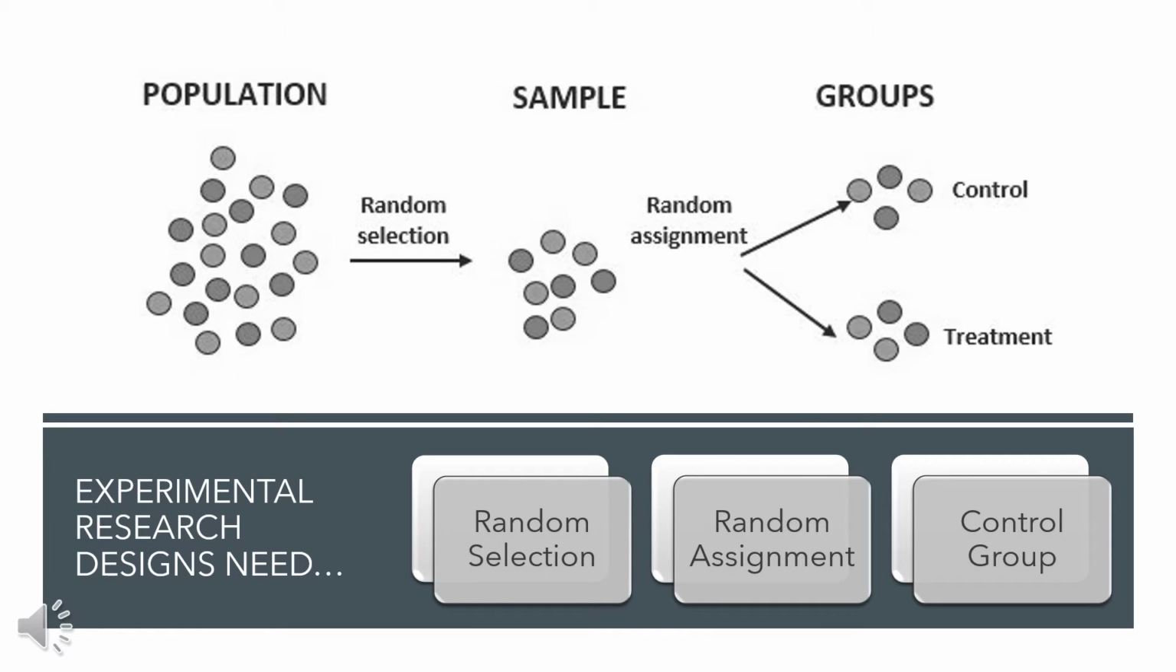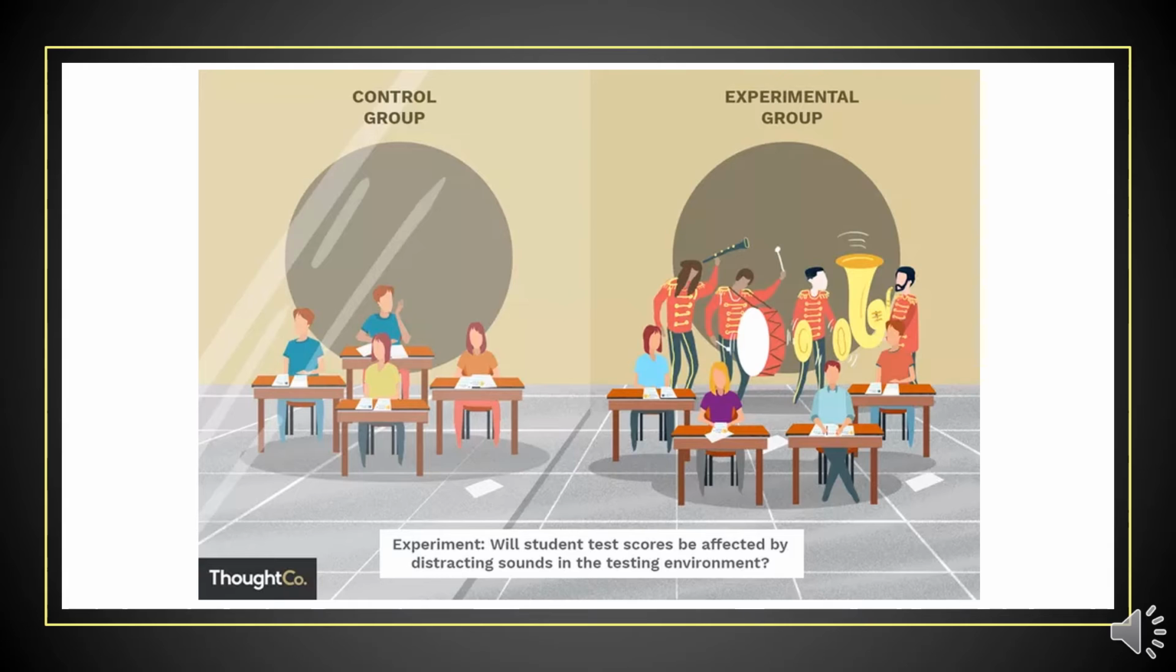For example, let's say we're interested in studying the effect of distracting sounds on student test scores. Our independent variable that we're going to manipulate in this example is exposure to distracting sounds. Our dependent variable that we're going to measure to see if there's a change due to the independent variable is test scores. The control group will not be exposed to the distracting sounds. The experimental or treatment group will be exposed to the distracting sounds.